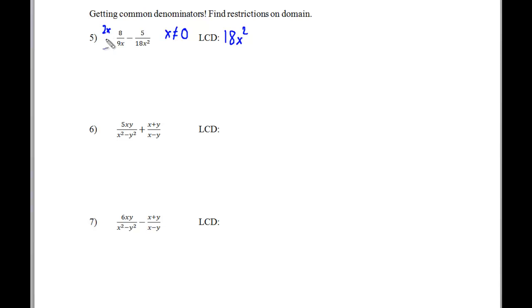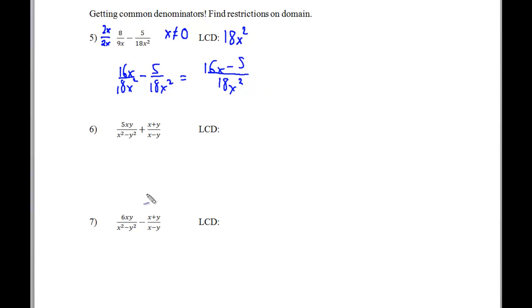So if I multiply by 2x over 2x, which is a fancy way of saying 1, this number right here is multiplying by 1. But it changes the scale factor of this problem, so it becomes 16x over 2 times 9, 18, x times x, x squared. So now I have 16x over 18x squared minus 5 over 18x squared. And now I can put my numerator together to look like 16x minus 5 divided by 18x squared, and there's my answer, with the restriction that x cannot be equal to 0.